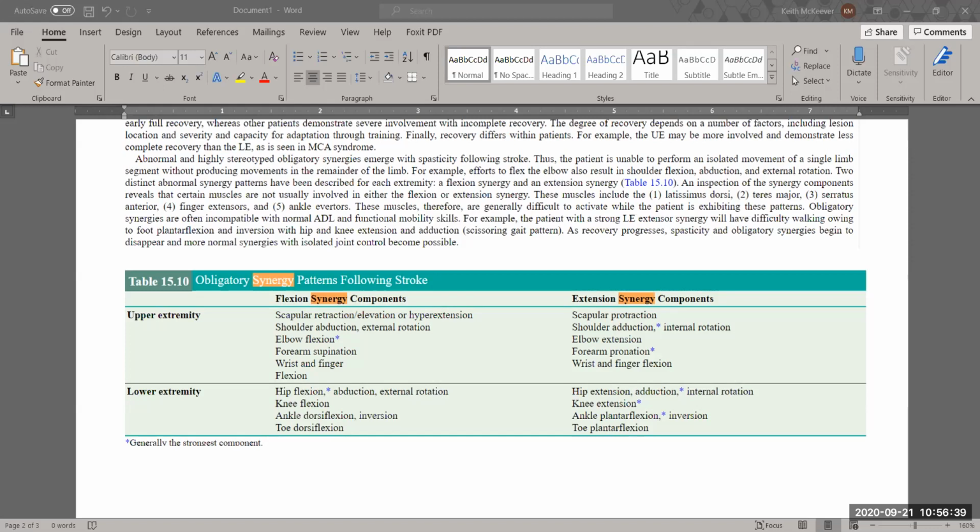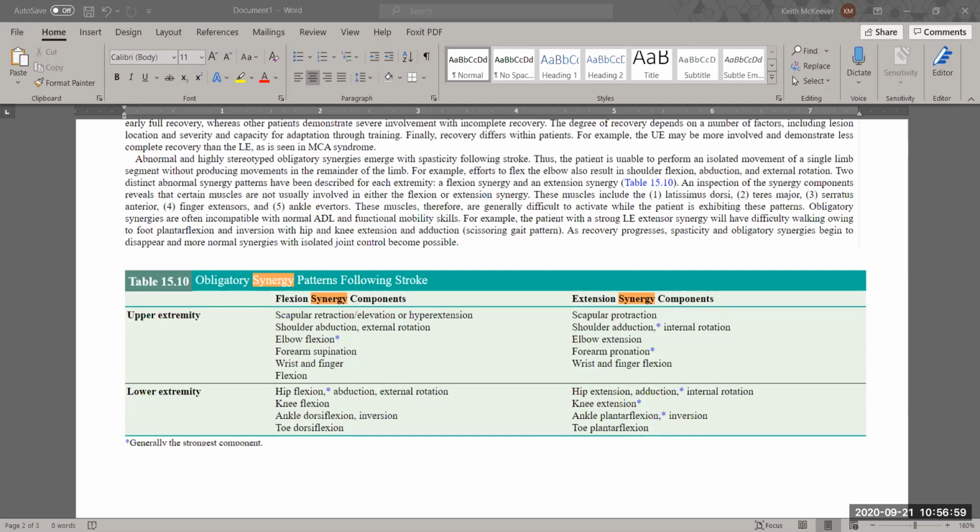Let's say that ATNR hasn't integrated. So they're not integrating it. So they're not getting it. We don't want to continue to promote that baby not to get the ATNR pattern, because then they will never roll over. Same idea with the stroke.